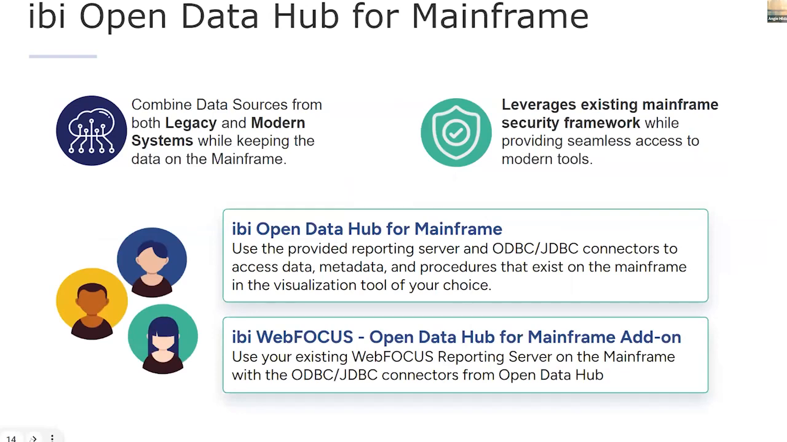And then my last one for today. I've talked a lot about WebFOCUS and all of the things that you can do in WebFOCUS, but overall IBI still has a really big focus, no pun intended, on mainframe data and accessing data on the mainframe. You may have content that exists on the mainframe. And so we have a new offering, IBI Open Data Hub for Mainframe, that really is a method of connecting to a mainframe environment through a reporting server and JDBC and ODBC connectors to be able to get to that data to use in a visualization tool of your choice.